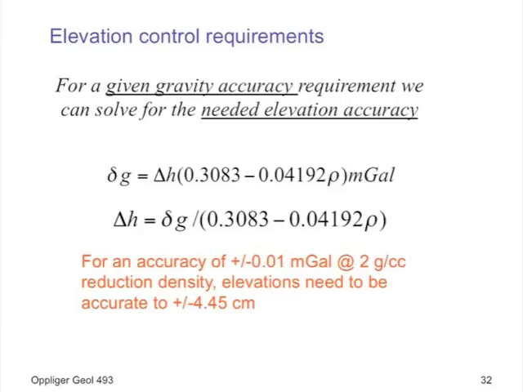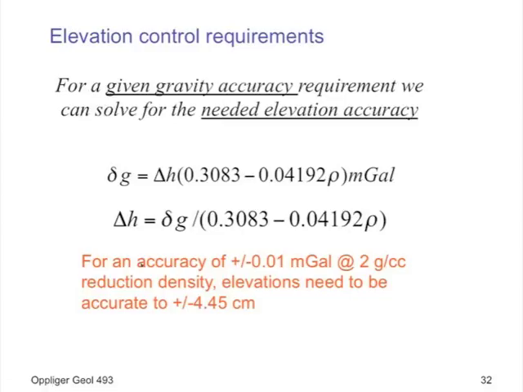Well, we can turn this equation around and figure out our elevation control requirements. Okay, so if we want a gravity accuracy of say 1% of a milligal, which, okay, how ridiculous is that? Could we ever get elevation that accurate? Okay, so we'll put in a delta G of 0.01 milligal, 1% of a milligal. Then we just divide by this factor, and in this case, the example here uses 2 grams per cc as the Bouguer reduction density.